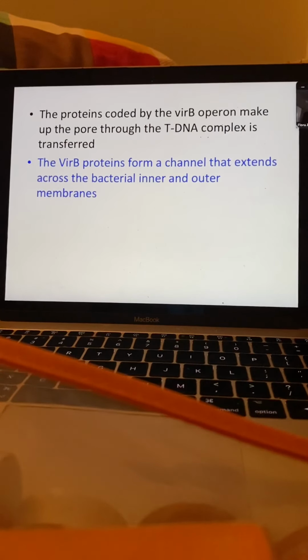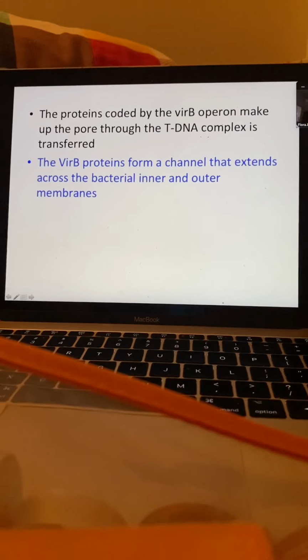Now remember, the bacteria are attached to plant cells. Plant cells have a cell wall, which is very complex, and also the plasma membrane. Somehow, the DNA has to get through all those layers, but it is not clear how this apparatus interacts with the plant surface.